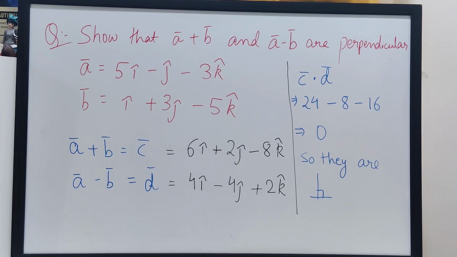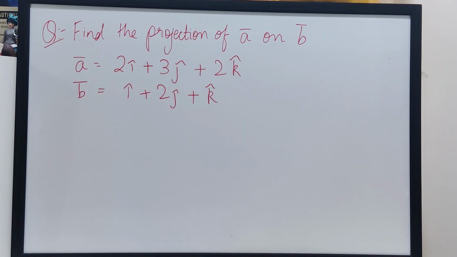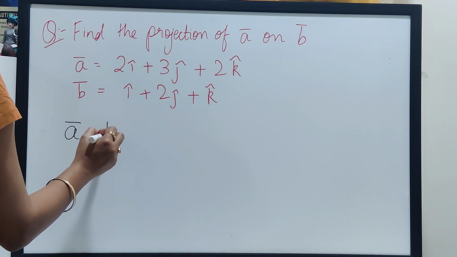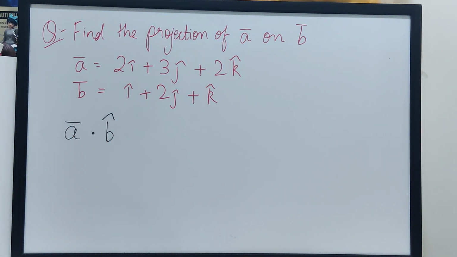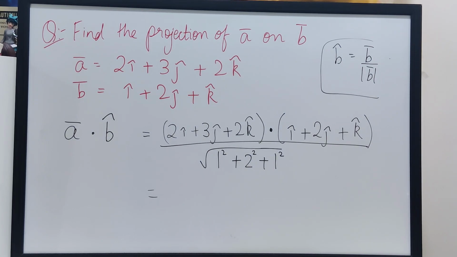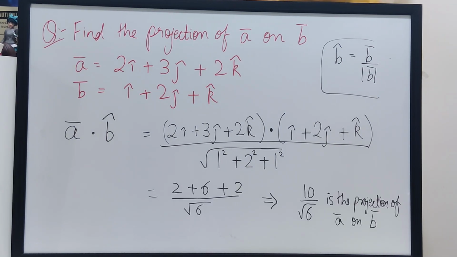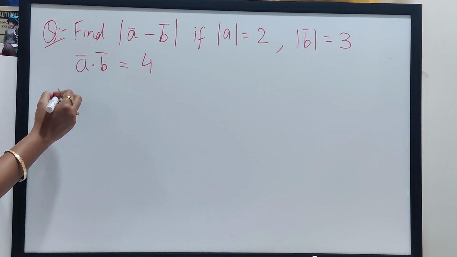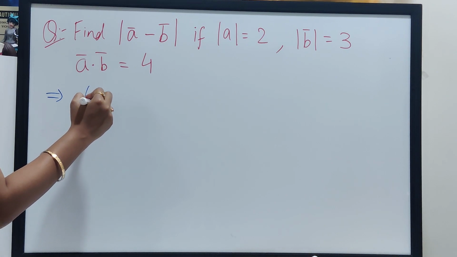Next question, find the projection of A on B. So we will do A dot B unit vector. Next, find |A minus B| if |A| is 2, |B| is 3 and A dot B is 4.